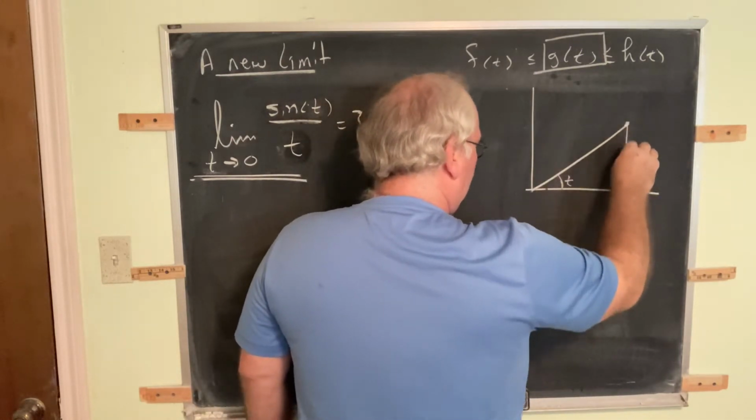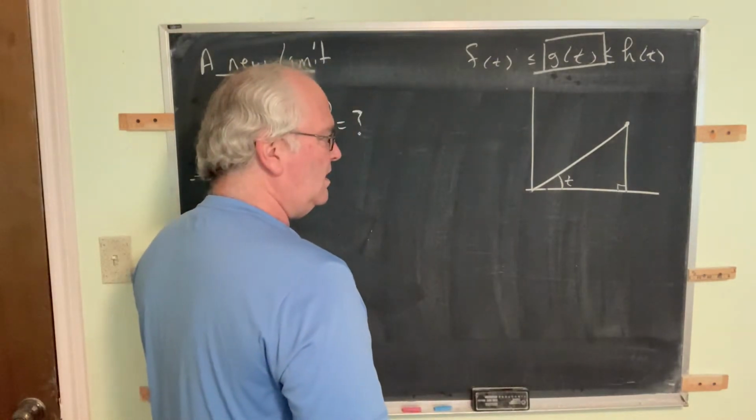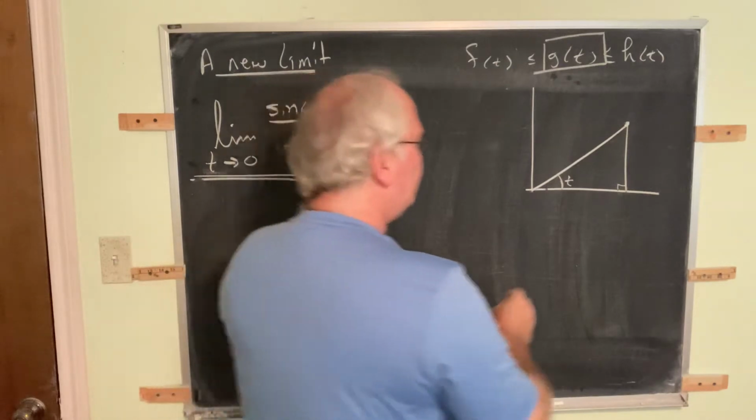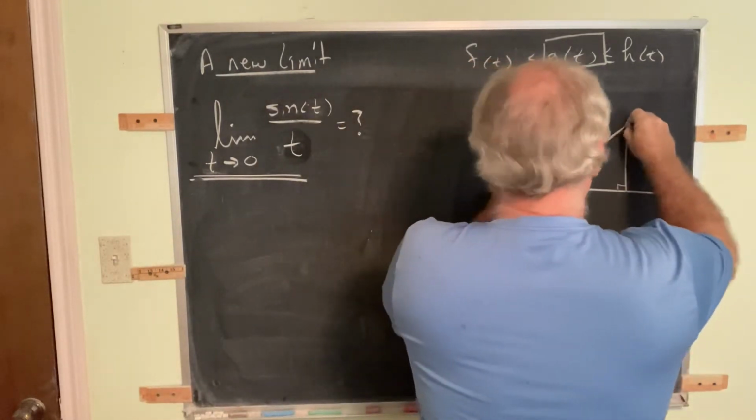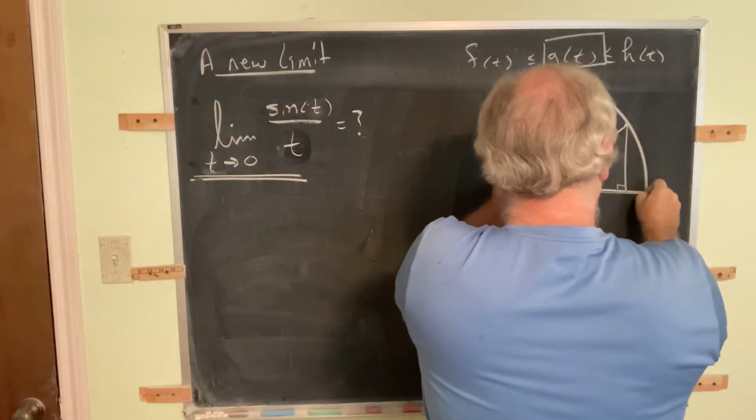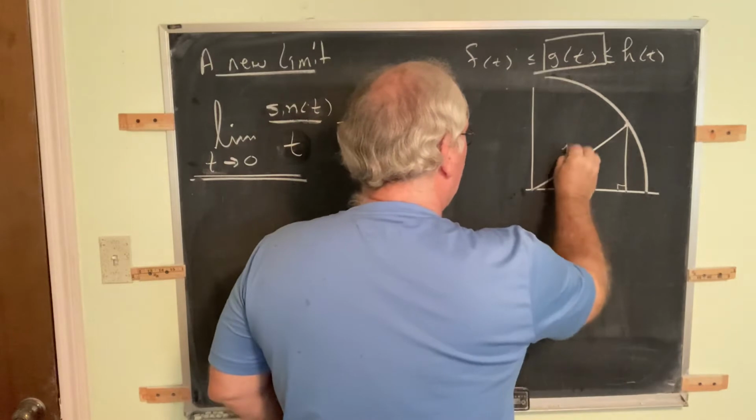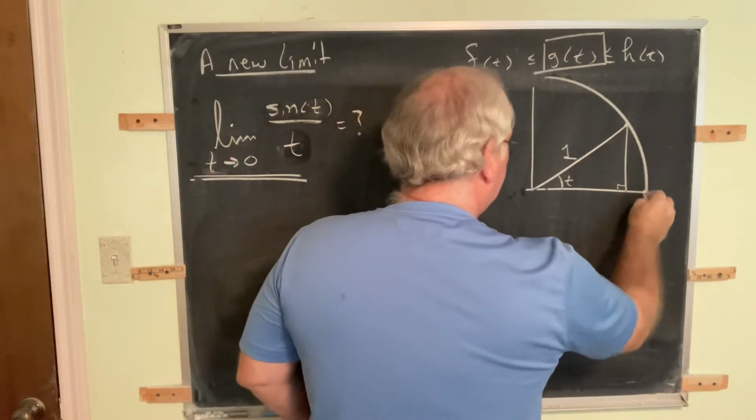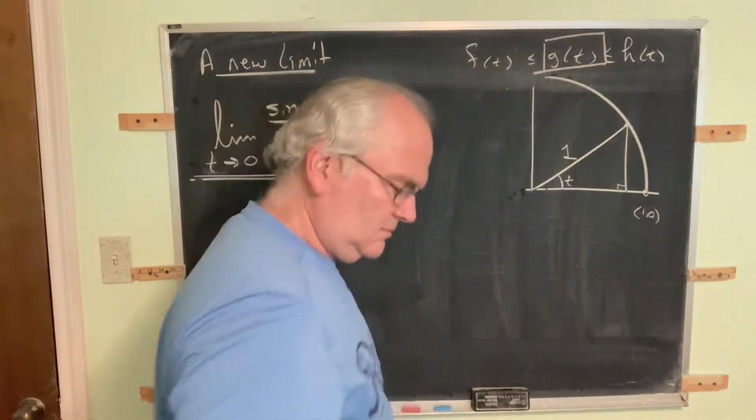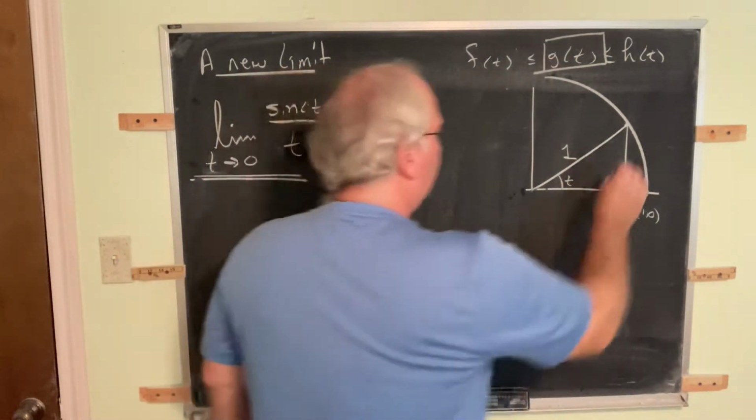Drop a perpendicular. And now do this. Complete this circle. All right? Let's assume this is the unit circle. So this is the point (1, 0). Now, one question is, what is the length?